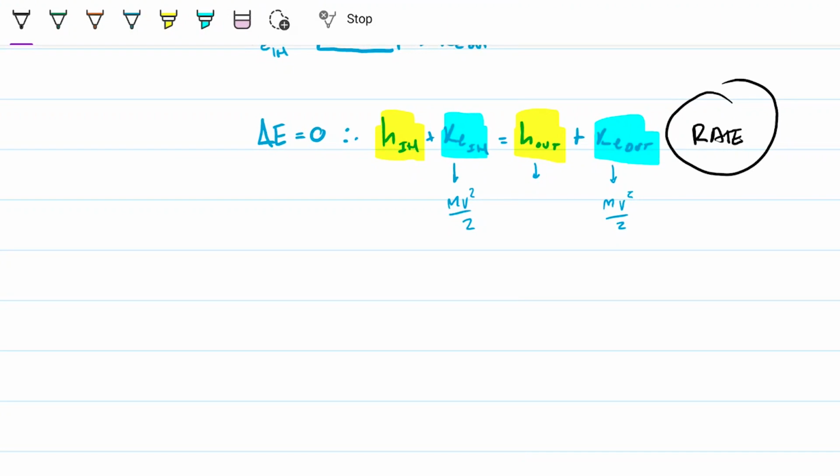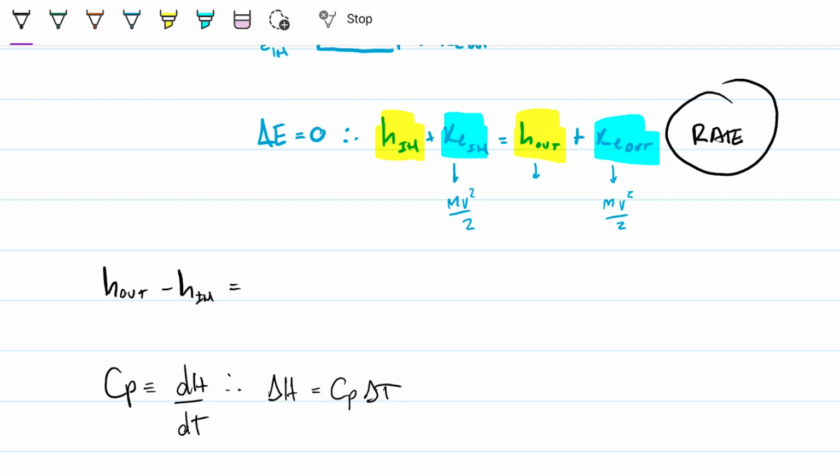So what's happening with my enthalpy out minus enthalpy in? What is that equal to? Well, if I relate that C sub P is dH/dT, and I do the integral here, I'm going to get delta H equals Cp delta T. This is delta H right here, so therefore all I need is delta T. I happen to know this is 60 and 50, so I can do this fairly quickly.